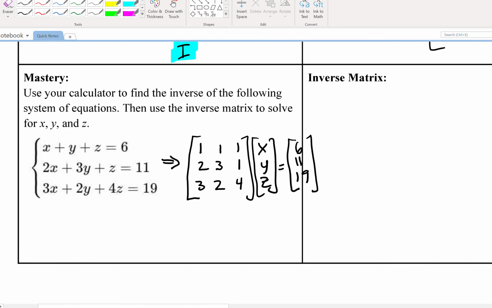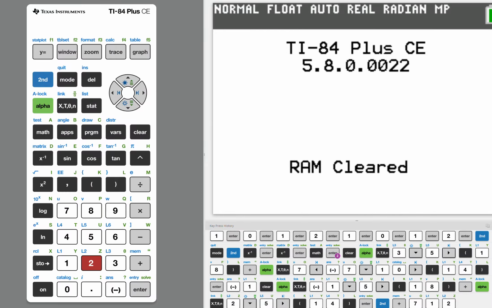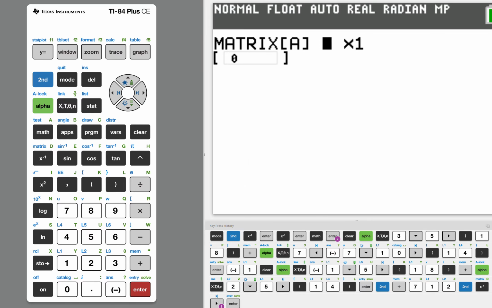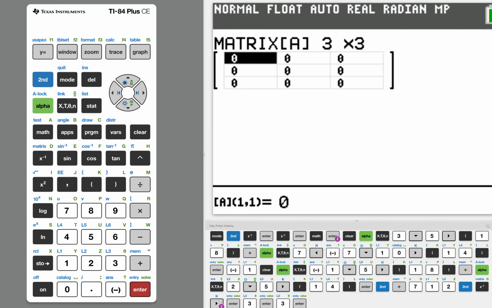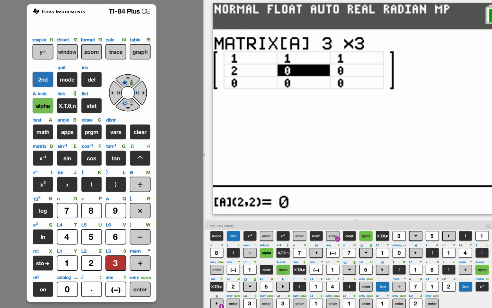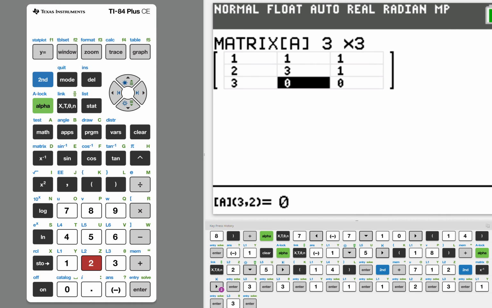So I'm going to use my calculator to find the inverse. Just clear the memory here. And go matrix, edit. It's a 3 by 3. And the top row is 1, 1, 1. The next row is 2, 3, 1. And the bottom row is 3, 2, 4.